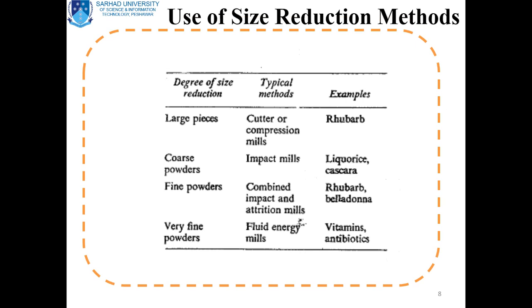The size reduction method used depends upon the degree of size reduction required, like large pieces, coarse powders, fine powders, and very fine powders, and the typical methods involved. For example, rhubarb in large pieces, and similarly licorice or cascara as coarse powder, as well as fine powders of rhubarb and belladonna, and very fine powders of vitamins and antibiotics, each with its typical method used for the degree of size reduction. This is explained in this table.